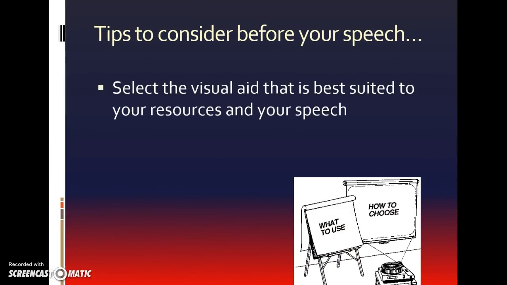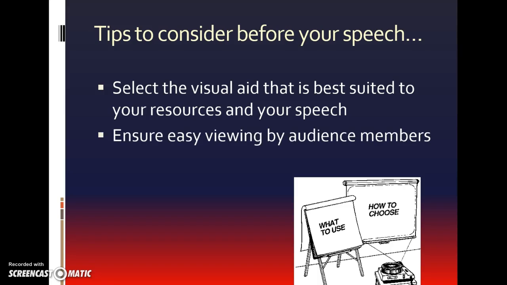Tips to consider before your speech. Select a visual aid that is best suited to your resources and your speech. So think about our room. What kind of lighting do we have? What kind of electrical outlets do we have? What type of computer is in the room? What type of software is on the computer? The computer does have access to the internet, so that information is available to you. We do have a smart board, we have a dry erase board, so there are things that you can use, but think about the room and what's going to make the most sense.